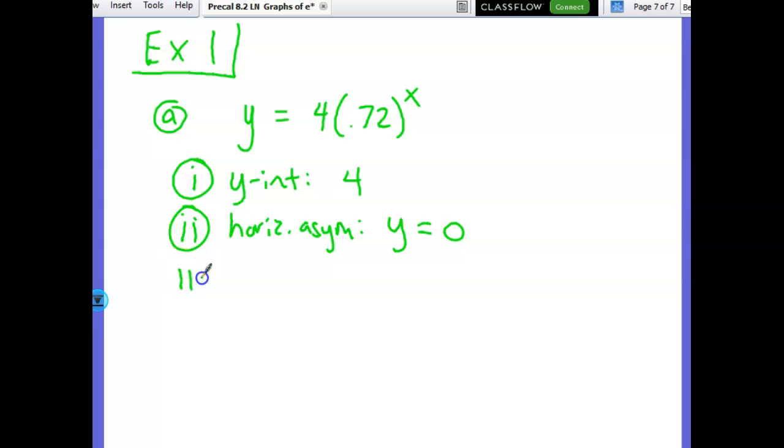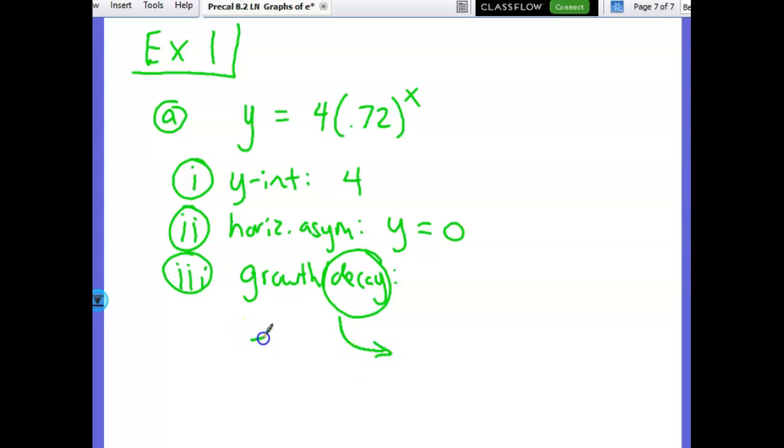All right? Number 3, growth or decay? And why is it decay? The growth factor is less than 1. Okay, now with what we saw today is that when it's decay, our graph goes like this, right? But when it's growth, our graph goes like this.